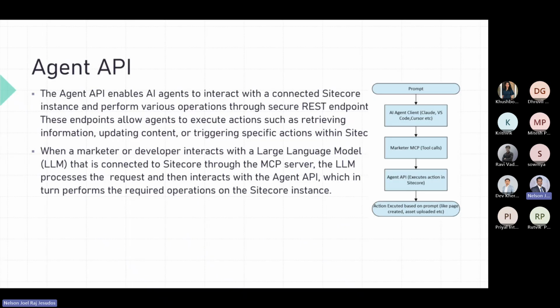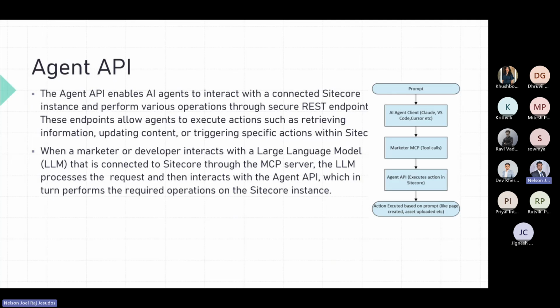That will be passed to the agent API, and the agent API will be responsible for calling that Sitecore instance to do the activities on our behalf. That is exactly what it is currently working on right now. As I mentioned, the agent API is basically to interact with the connected Sitecore instance and perform various operations through a secure REST endpoint. This is exactly the purpose of the agent API.